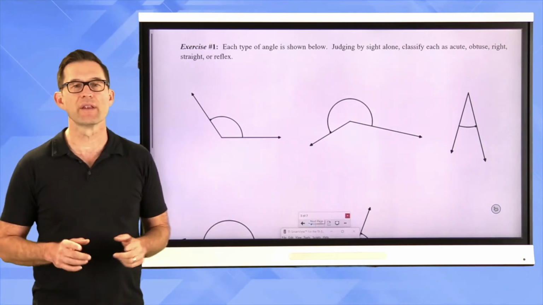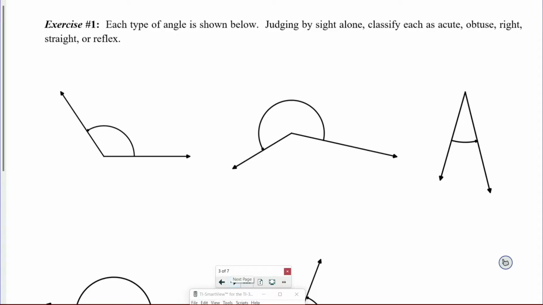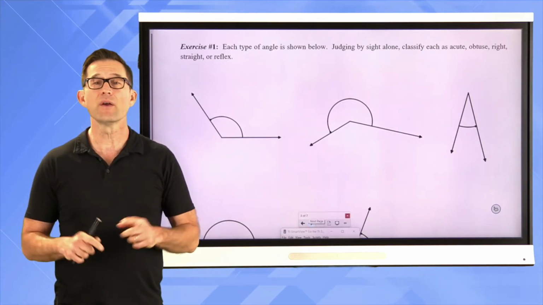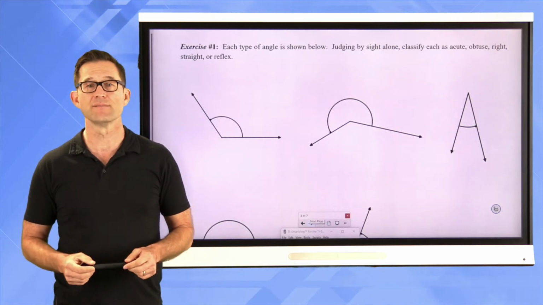So, let's take a look at exercise number one. Each type of angle is shown below. Judging by sight alone, which maybe we shouldn't do, but we're going to, classify each angle as acute, obtuse, right, straight, or reflex. All right, awesome. Well, you have all the definitions up above. Pause the video now and classify each of these angles.